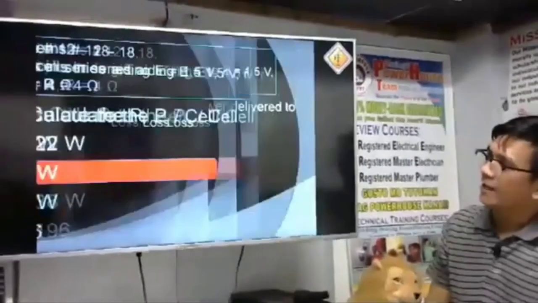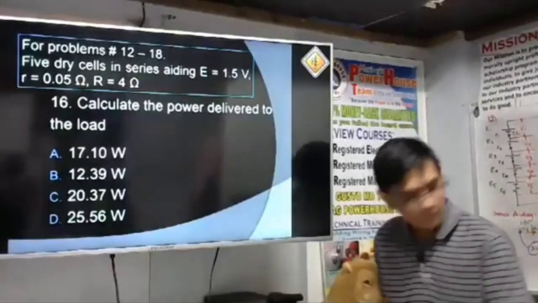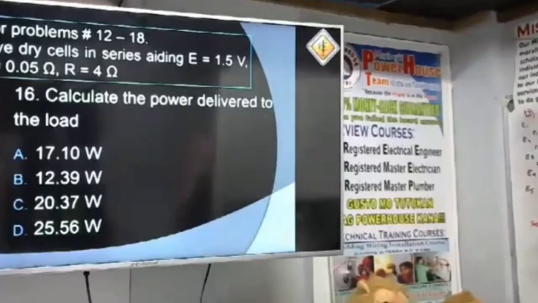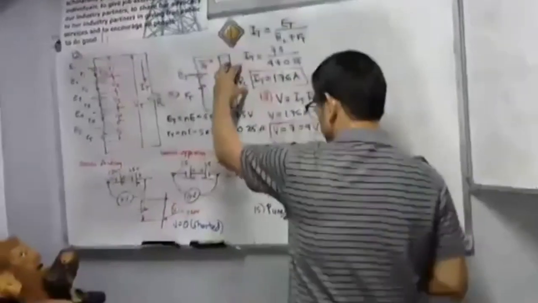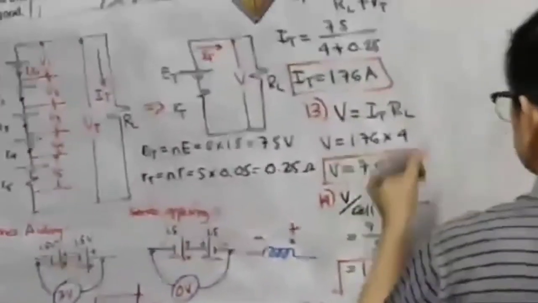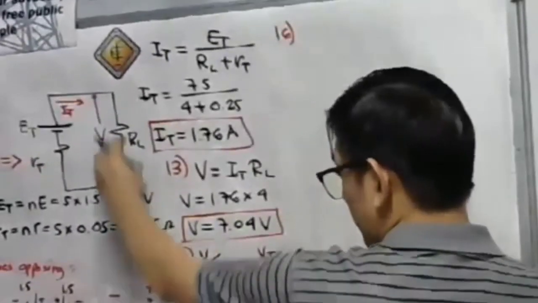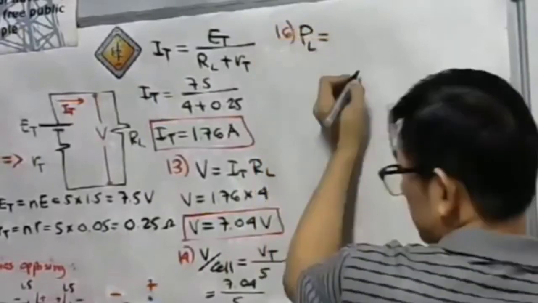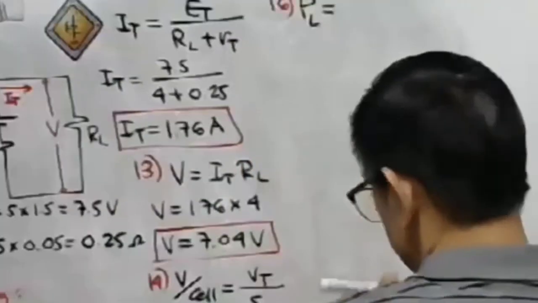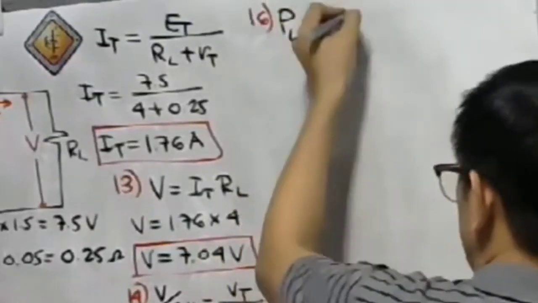Oh, nakakasunod ha? Okay. So, number 16. Calculate the power delivered to the load. The power delivered to the load is always the power output. What is the power delivered to the load here? That is equal to the load power, which is simply equal to the terminal voltage, V sub T, multiplied by I T.